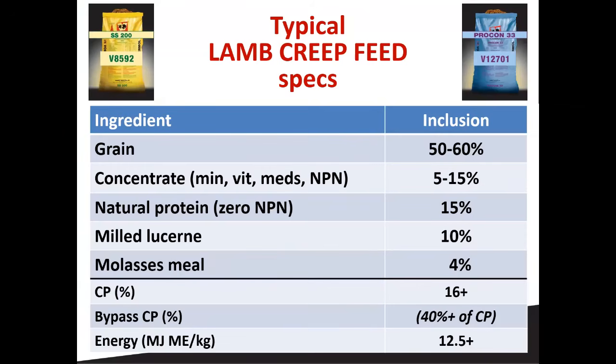Typical lamb creep feed specs usually have a 50 to 60% grain component, 5 to 15% concentrate, and very important, a natural protein component of about 15%. It's the reason why I've got milled lucerne in there and molasses meal. It's there as it makes the feed more palatable, and it's got a decent smell. So we want the lamb to increase intake as soon as possible on creep feed to unlock the lower feed conversion rate of that lamb.